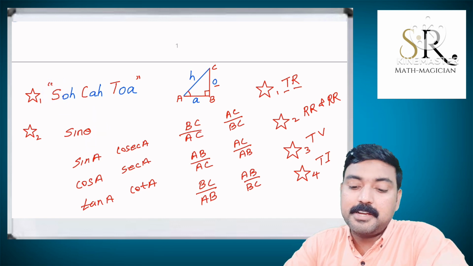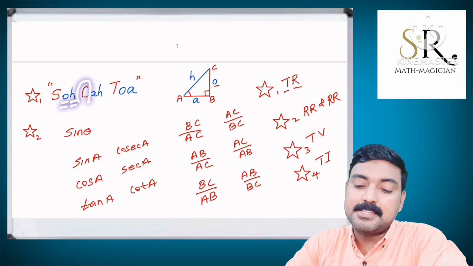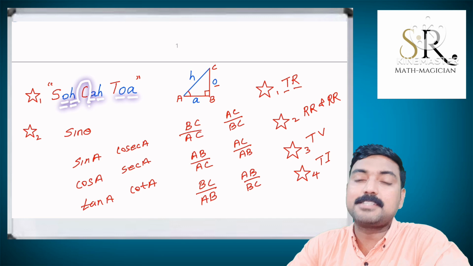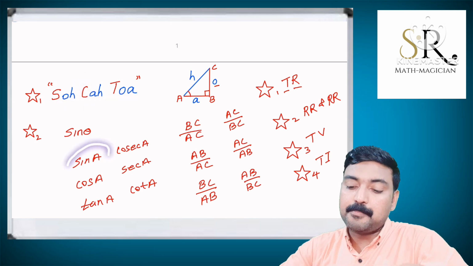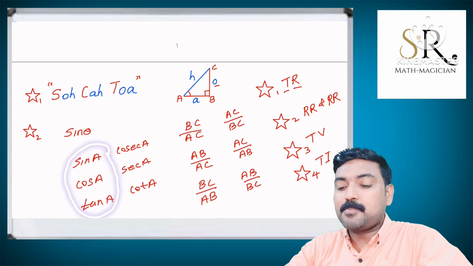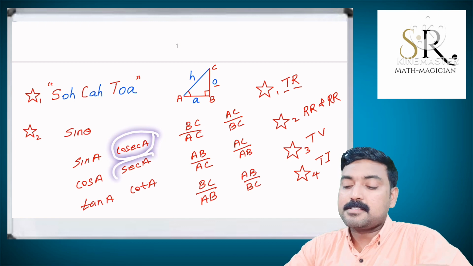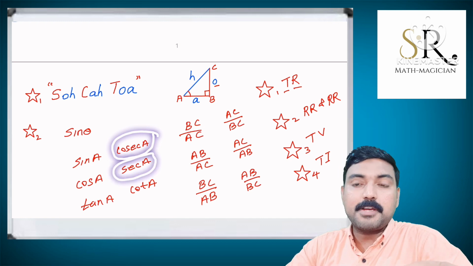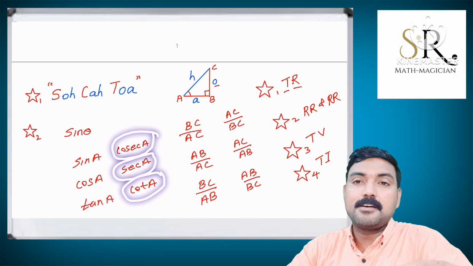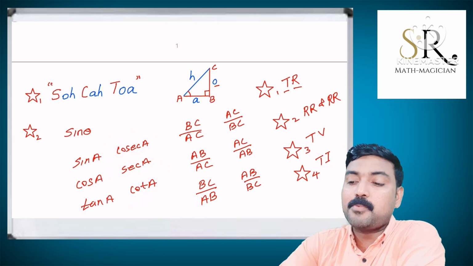Sine means we studied opposite by hypotenuse, O by H. Second letter C. C for cos. Cos means adjacent by hypotenuse. Tan means opposite by adjacent. These are the 3 primary trigonometric ratios. Then the reciprocal: if you divide hypotenuse by opposite, it is known as cosec. Sec means hypotenuse by adjacent. Cot means adjacent by opposite. So we studied the first point, trigonometric ratios.